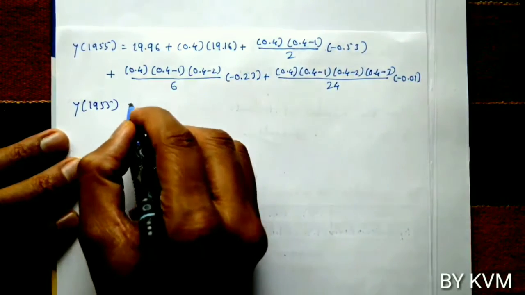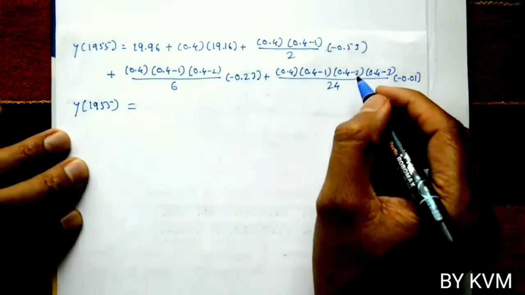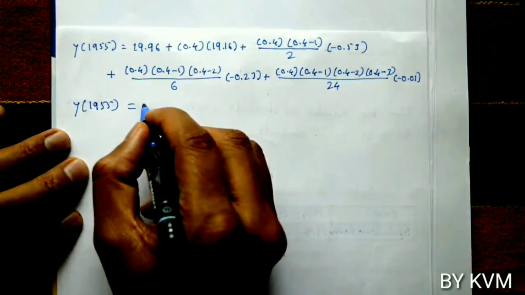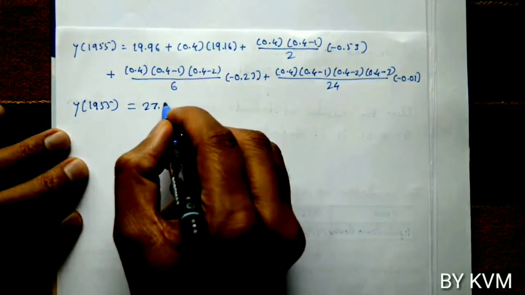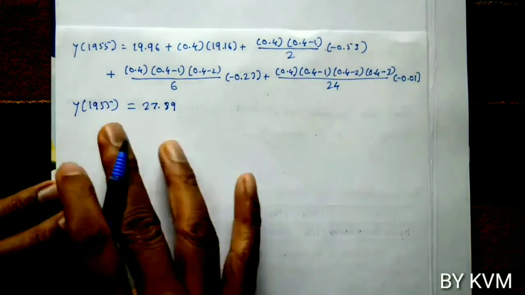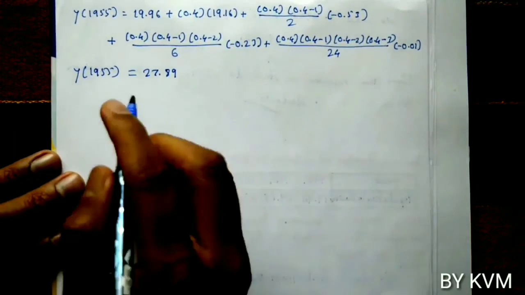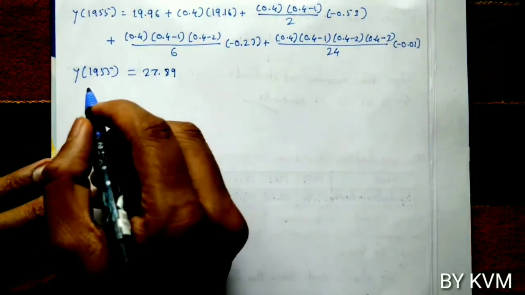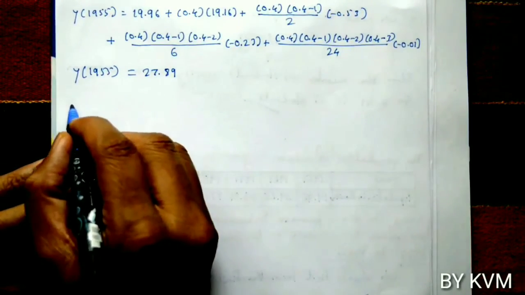So y of 1955, after simplifying using the calculator, is 27.89. While typing in the calculator, you should be very careful. You have to verify one or two times.